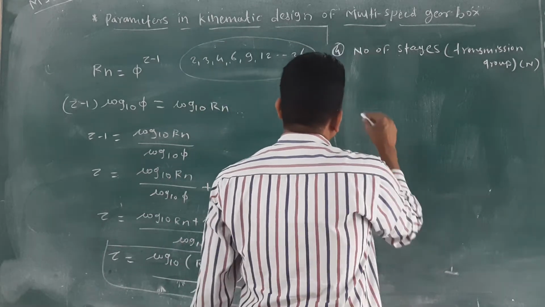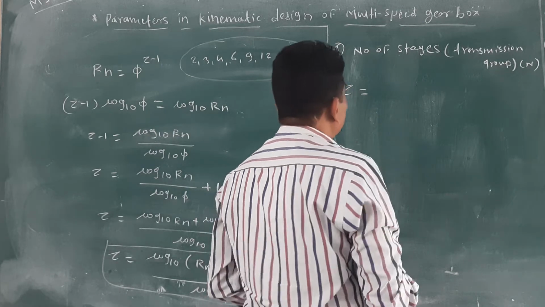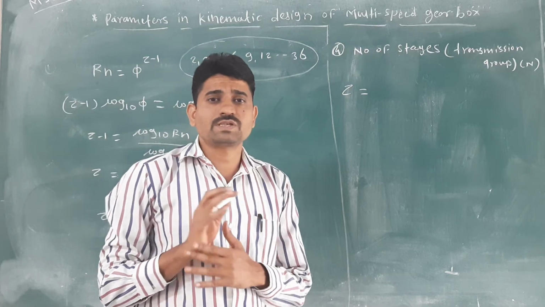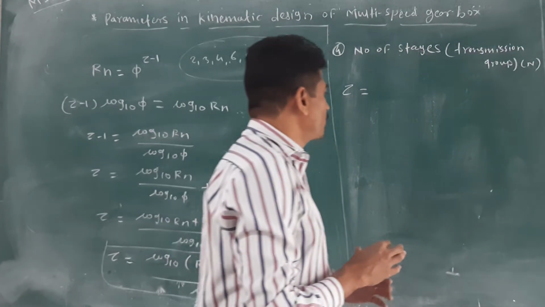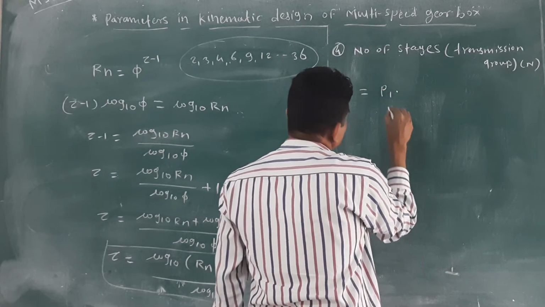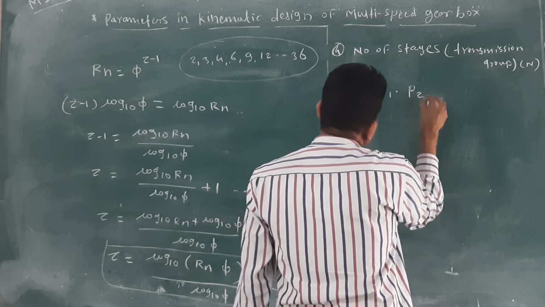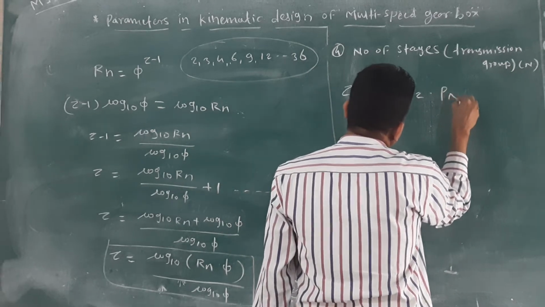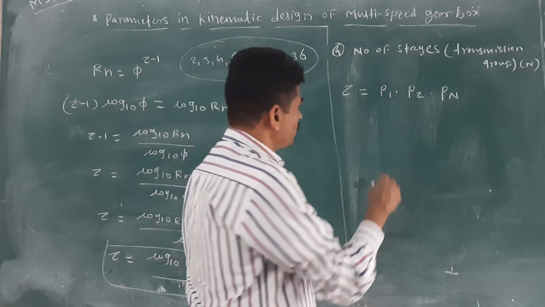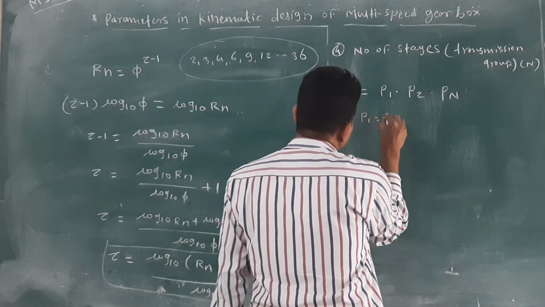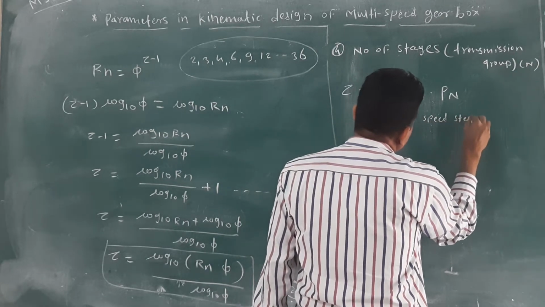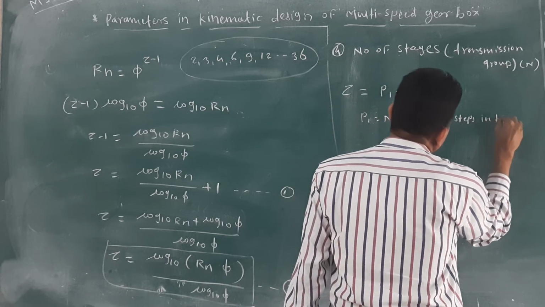We know the total number of speed steps. Z is equal to the number of speed steps in the first stage, the number of speed steps in the second stage, and the number of speed steps in the third stage, all up to the nth stage. I will write here. What is P1? P1 is the number of speed steps in the first transmission route, or in the first stage.